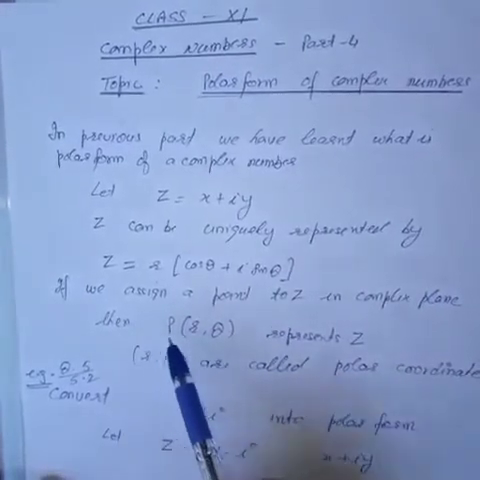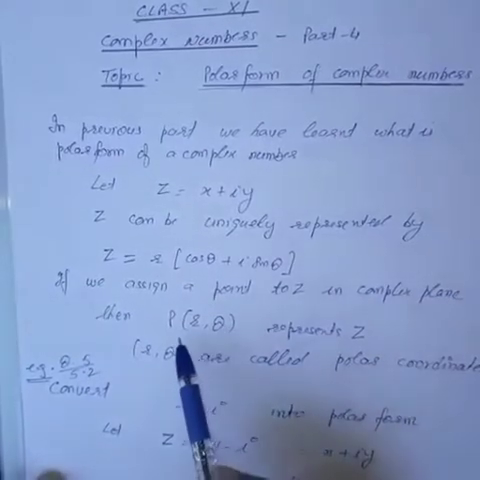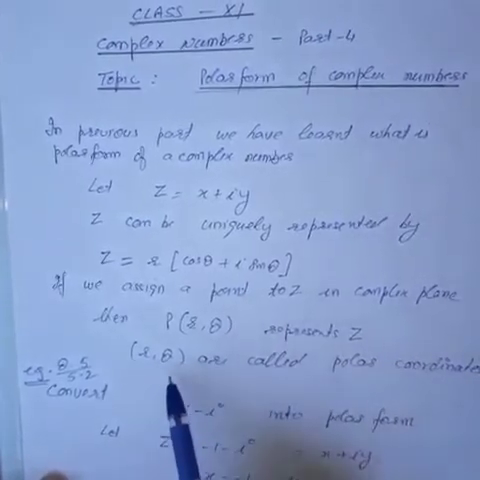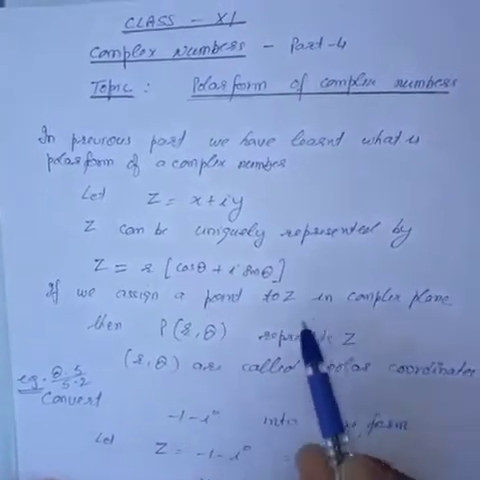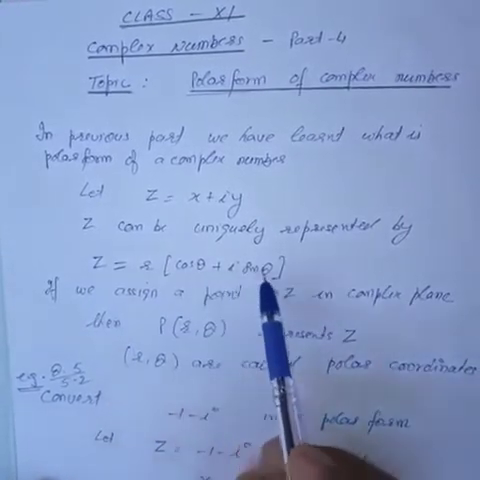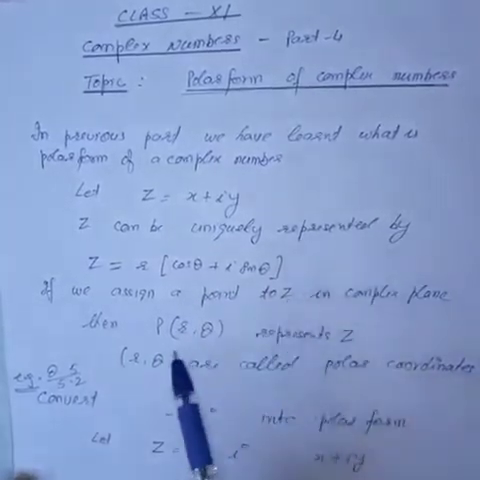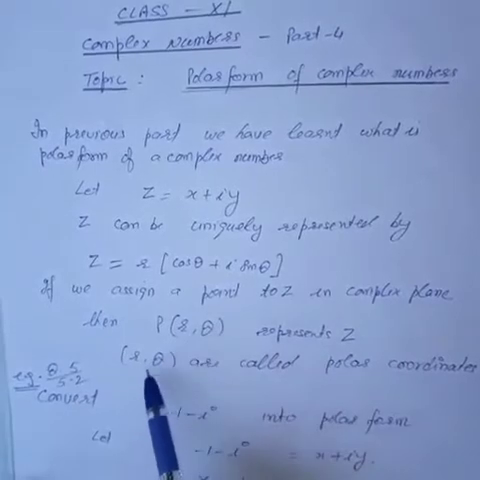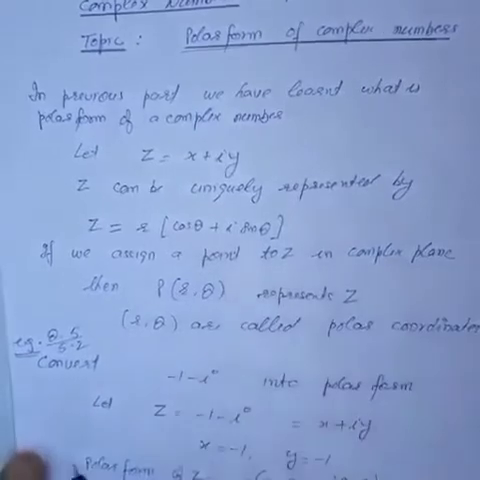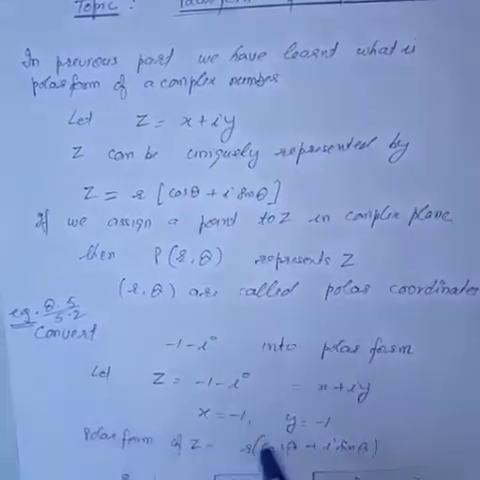Now we assign a point P to z in the complex plane, then P(r, theta) represents z, and r and theta are called polar coordinates. In the polar form, z is r into cos theta plus iota sin theta. If you represent this on the complex plane, then r and theta are called the polar coordinates corresponding to this complex number. Now, how to represent a complex number in polar form?